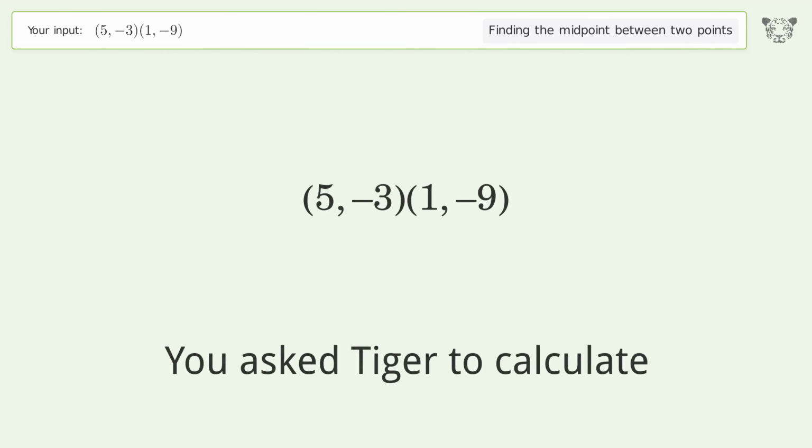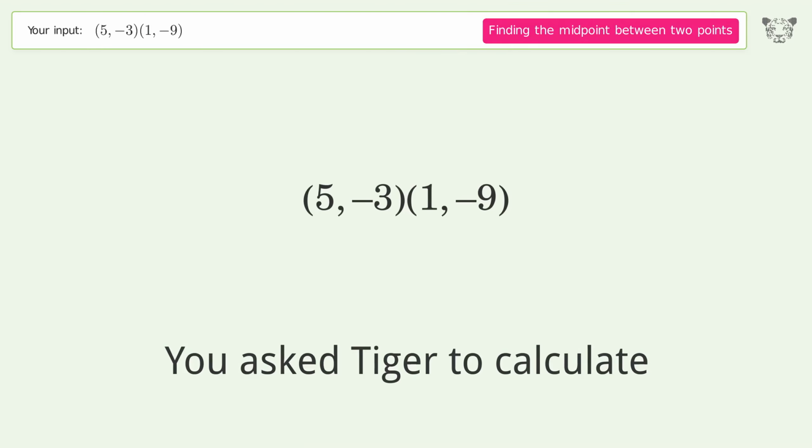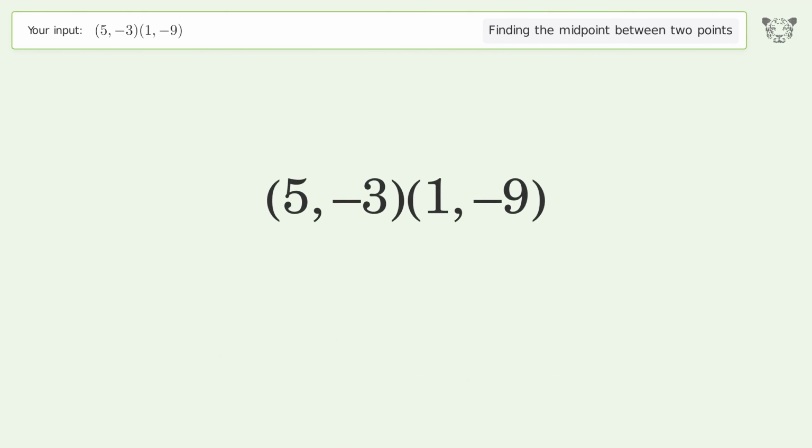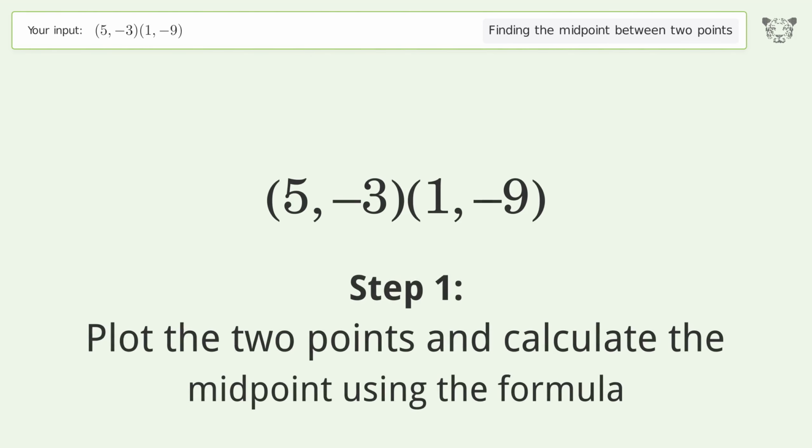You ask Tiger to calculate. This deals with finding the midpoint between 2 points. The midpoint between the 2 points is 3, -6. Let's solve it step by step. Plot the 2 points and calculate the midpoint using the formula.